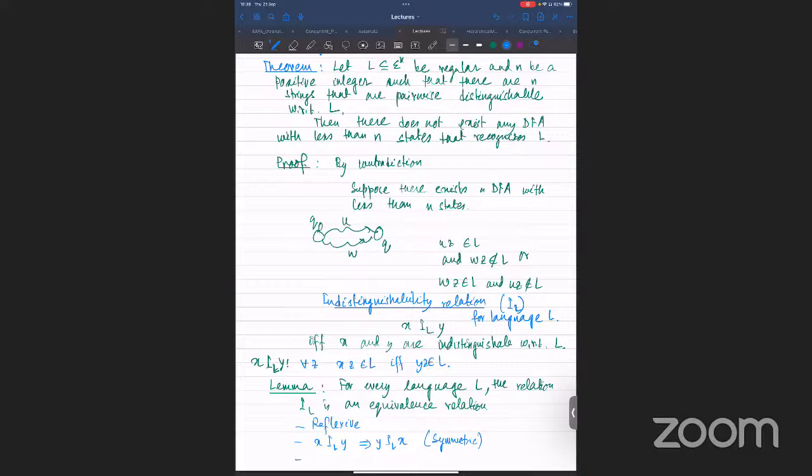And is it transitive? If you cannot distinguish X and Y, and if you cannot distinguish Y and W, then you cannot distinguish X and W either. So X IL Y and Y IL W implies X IL W. So it's transitive, and hence this indistinguishability relation is an equivalence relation. Clear? Question?